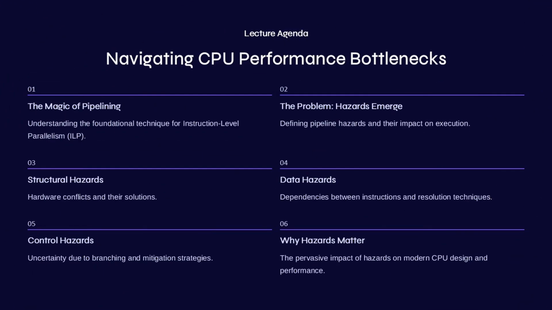Pipelining is the fundamental technique that modern CPUs use to achieve instruction-level parallelism, ILP. It's the reason we can execute billions of instructions per second. The idea is simple. Instead of waiting for one instruction to finish completely before starting the next, we break the instruction into smaller stages and work on multiple instructions at the same time, each at a different stage.